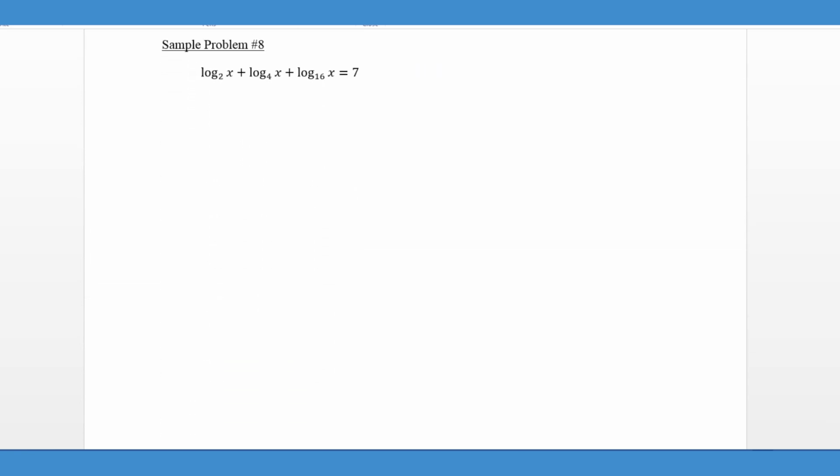Sample problem number 8. All the tools that you've learned in this unit so far could come into play. So go ahead and try sample problem number 8 and then come back and watch the solution.